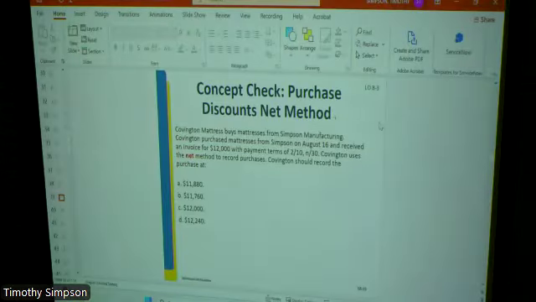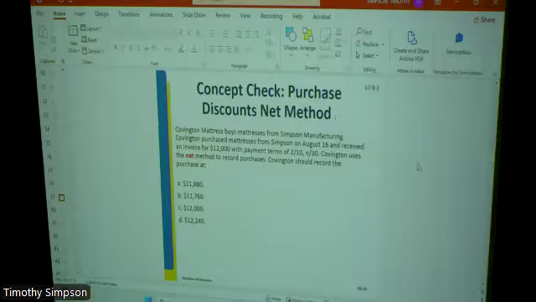Well, where we left off last time, we were talking about purchases and discounts. We acquire inventory, and I think of purchases as mostly being inventory. The example here is Covington Mattress buys mattresses from Simpson Manufacturing, no relation, I presume. They did it on August 16th and received an invoice for $12,000 with payment terms of 2/10, net 30.